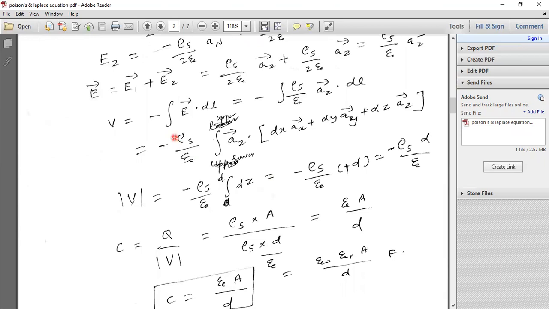From the electric field intensity, we can find V. V equals minus integral of E dot dl, so minus rho s by epsilon Az dot dl. What is dl? In Cartesian coordinates, we can write it as dx ax plus dy ay plus dz az. So rho s by epsilon Az dot dl gives rho s by epsilon dz, integrated from 0 to d, where d is the distance between the two plates. So V equals minus rho s by epsilon times d.